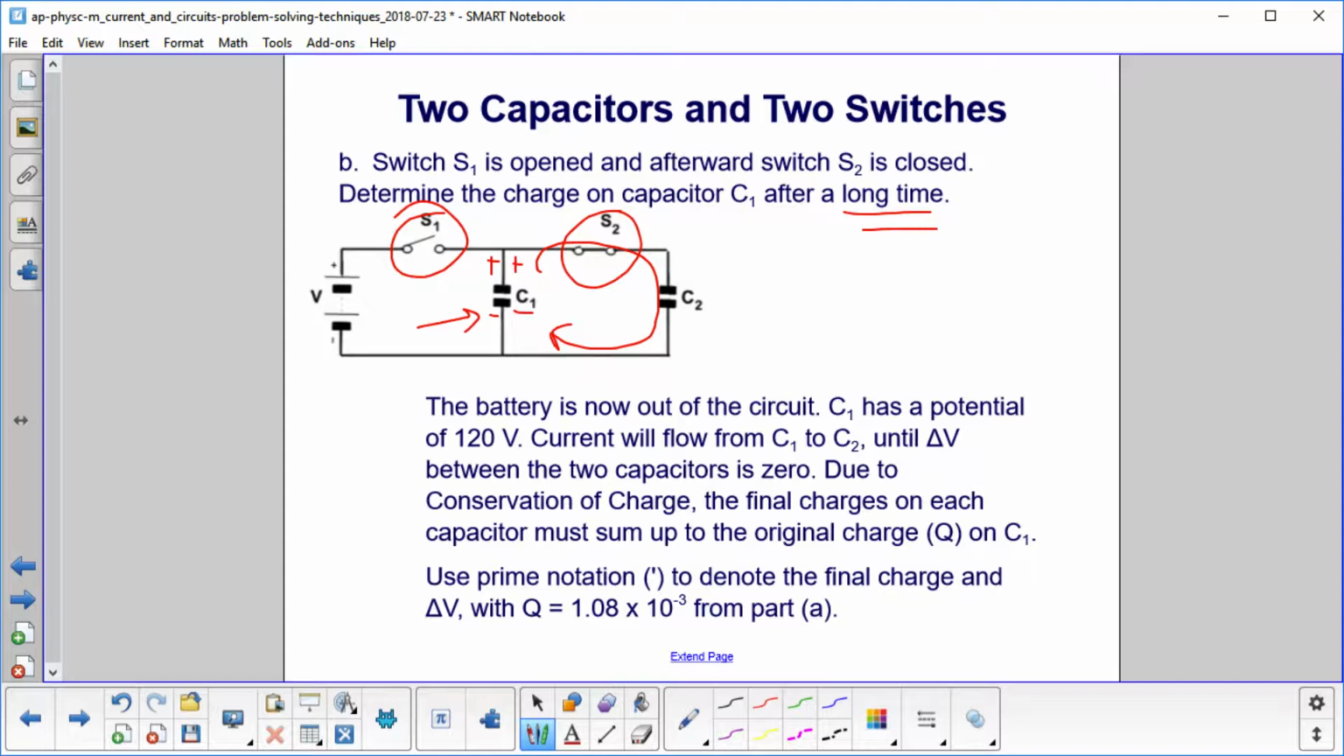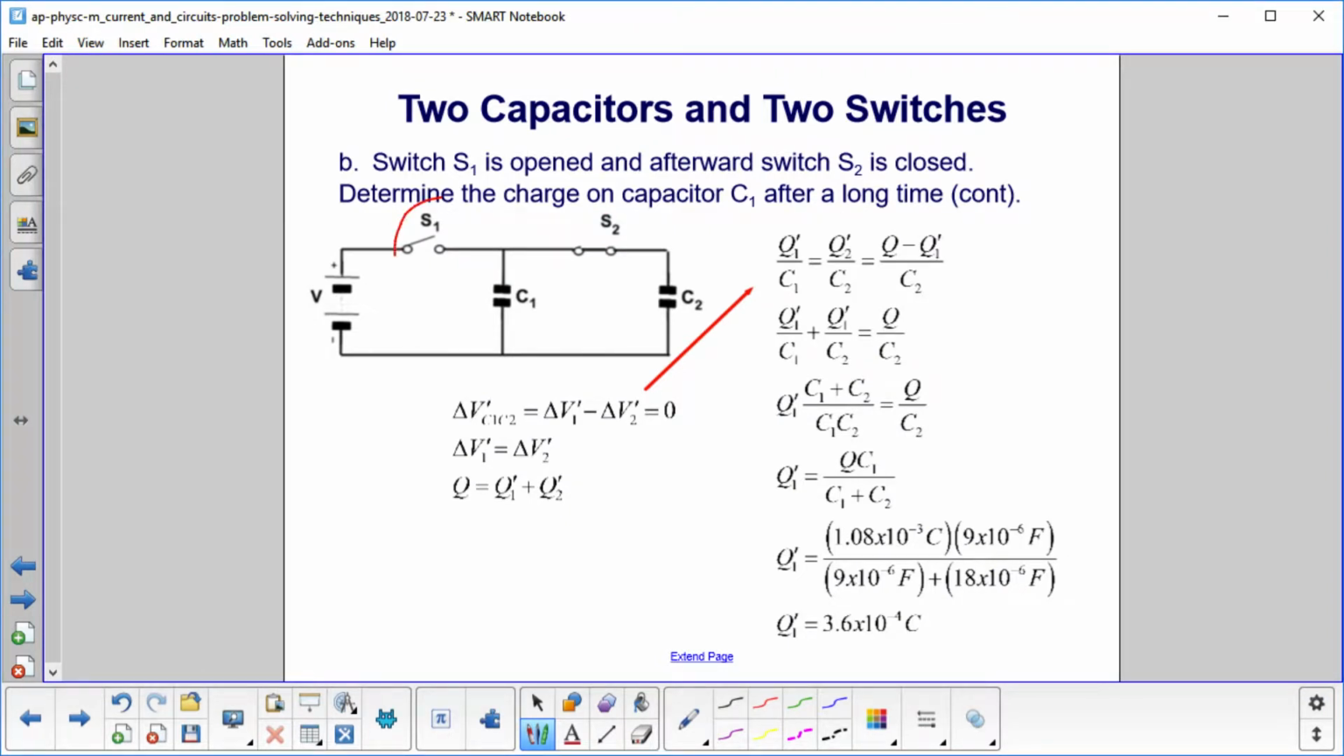C1 starts with a potential of 120 volts, and C2 has 0 volts. The current will flow until delta V between the two capacitors is 0. Due to conservation of charge, the final charges on each capacitor must sum up to the original charge that we found in part A. We'll use prime notation to denote the final charge and also the voltage difference on each of the capacitors, with Q equal 1.08 times 10 to the minus 3. Again, that was from part A. That's the total charge that has to be shared between these capacitors.